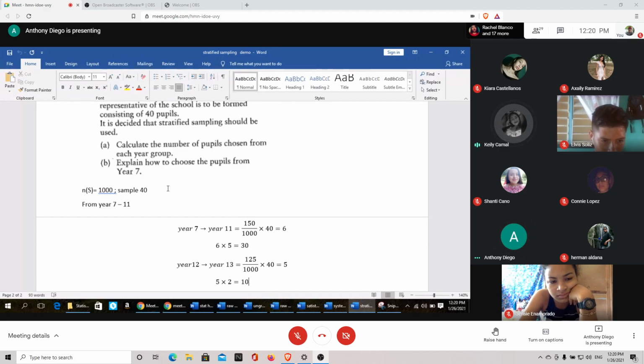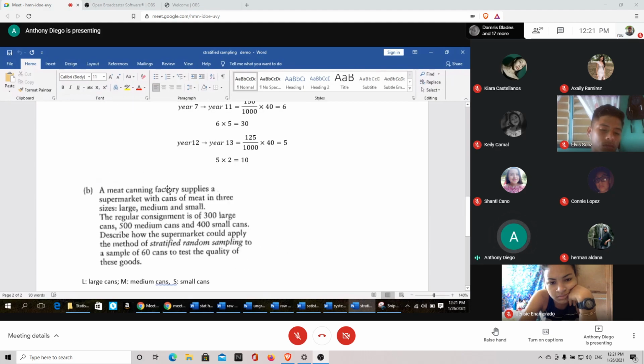Sir, would it be the total number of pupils, which will be 150, divided by the population, which will be 1,000, and then you multiply it by the sample, which is 40, and which will give you 6. Very good. Excellent. So, first of all, you need to choose the number of people from year 7, which is 150, divided by the total number of people, which is 1,000, times the sample, 40, which will give you 6. Okay?